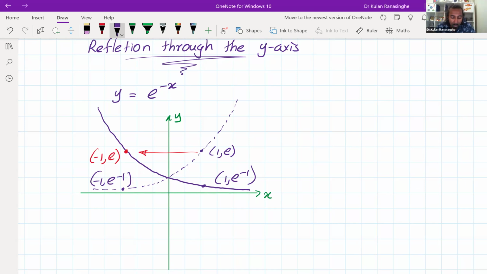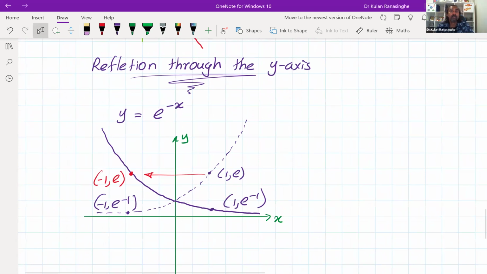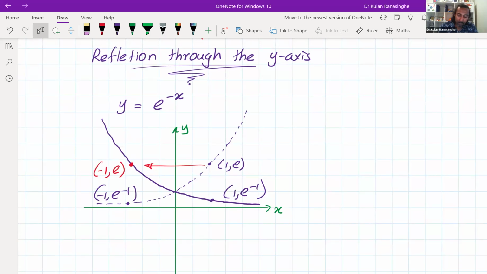Do you all give me a thumbs up on understanding that, reflecting through the y-axis? Awesome.